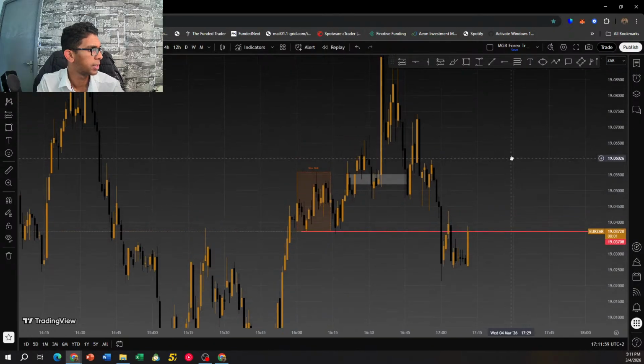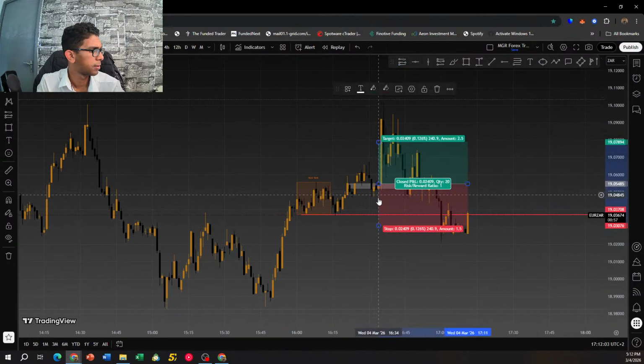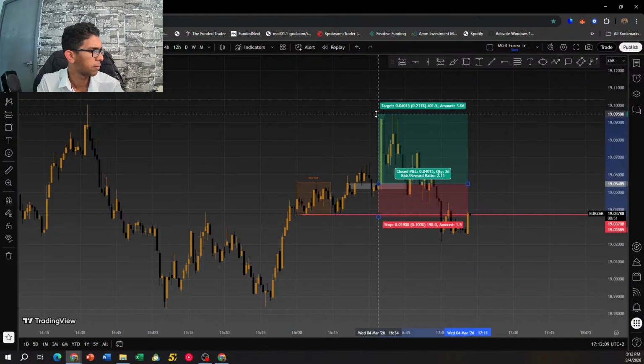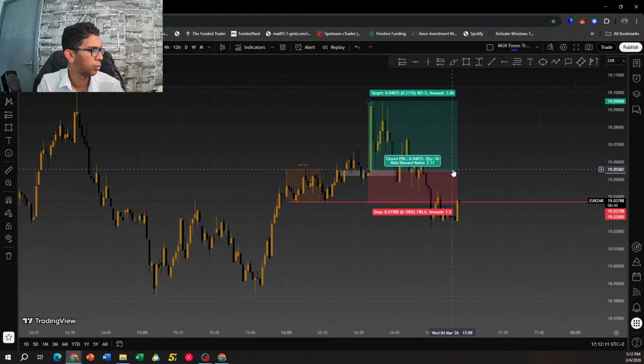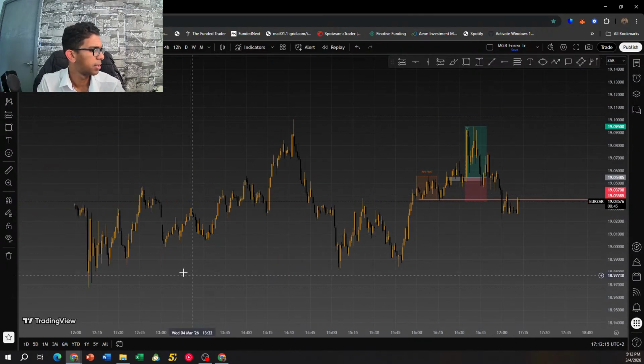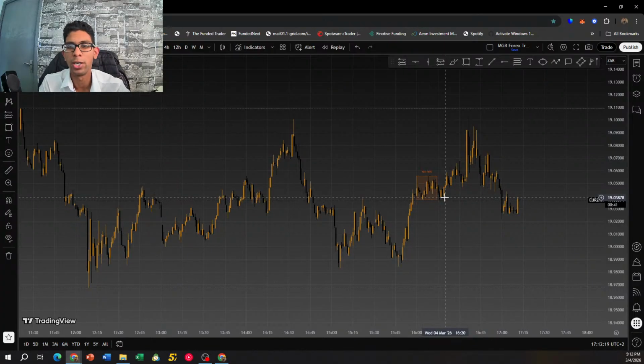That would be your entry. Stop loss below that low. And take profit, a lovely 2-to-1 risk to reward ratio. I think that's where I will leave it for this stream. Quick, short, to the point, and we'll be back tomorrow with an additional stream.